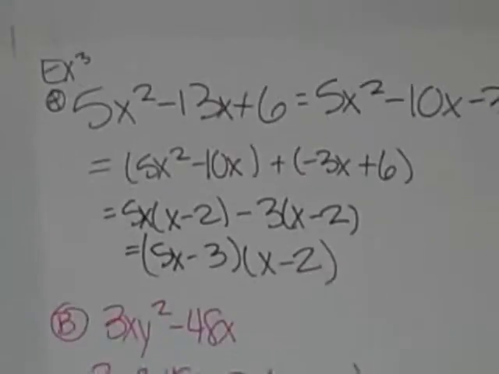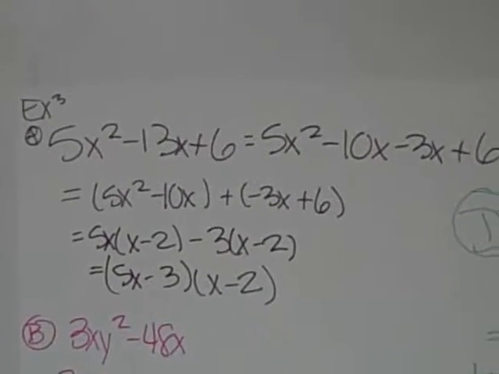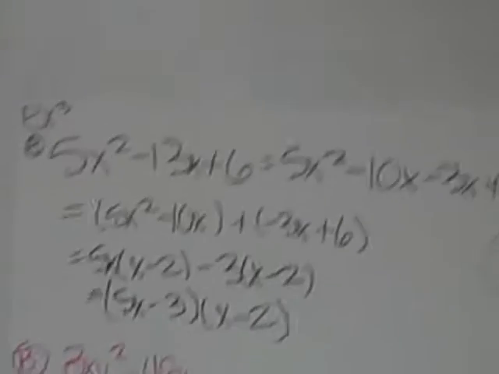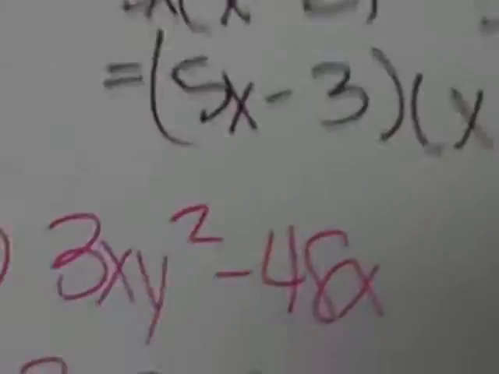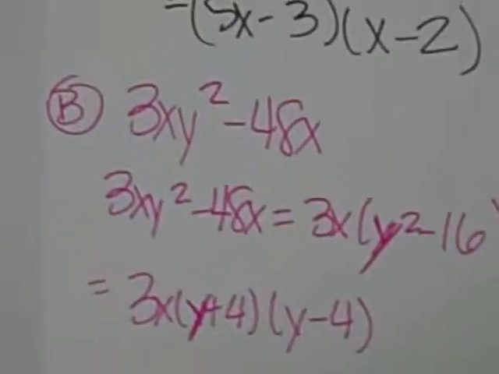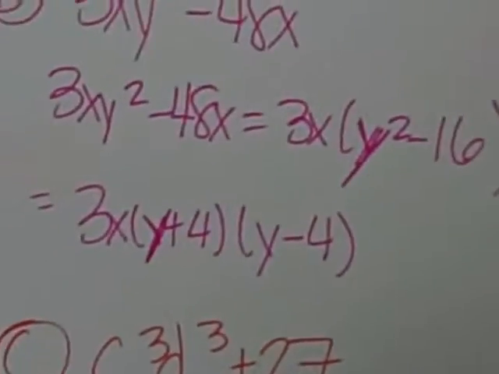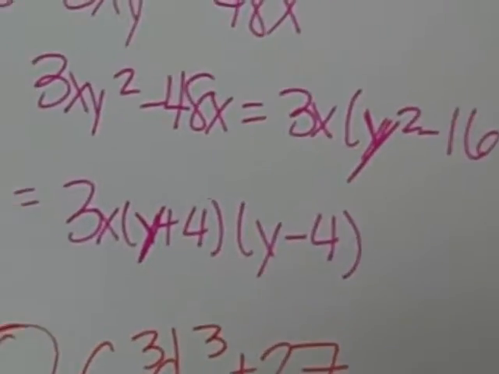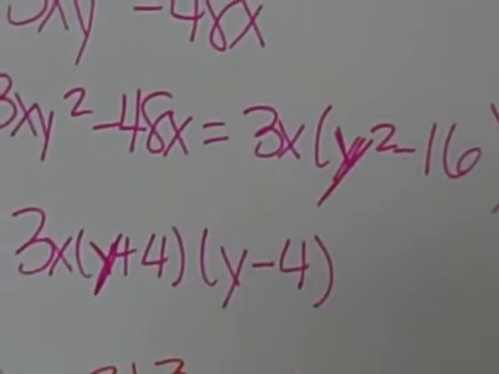Example 3, 2 or 3 terms. For example A, what you're going to do is pull out the like terms and then take what's outside of the parentheses and multiply them together, and what's inside the parentheses, put it together, and then multiply. That's your answer. For B, you're going to, again, pull out like terms, and since it's y squared minus 16, you're going to take this and make it 3x times y plus 4 times y minus 4.